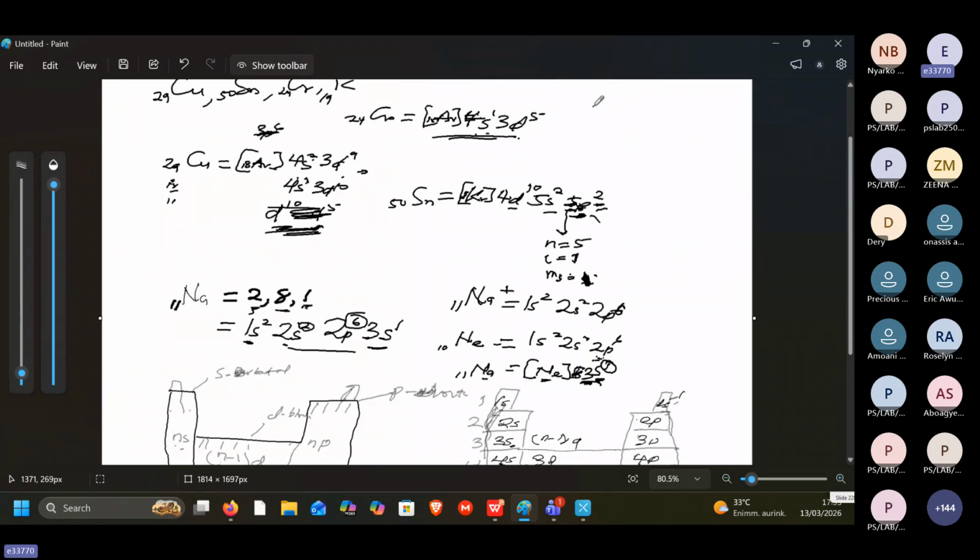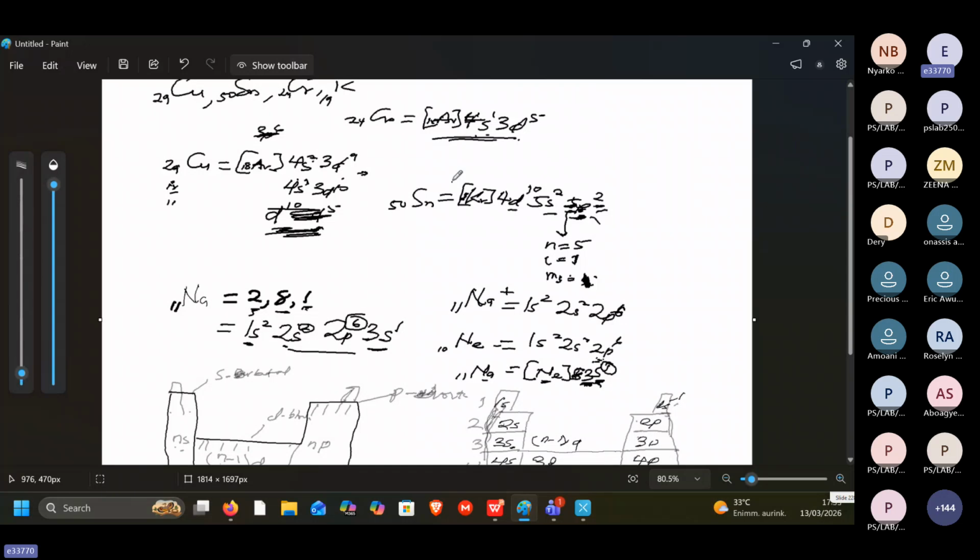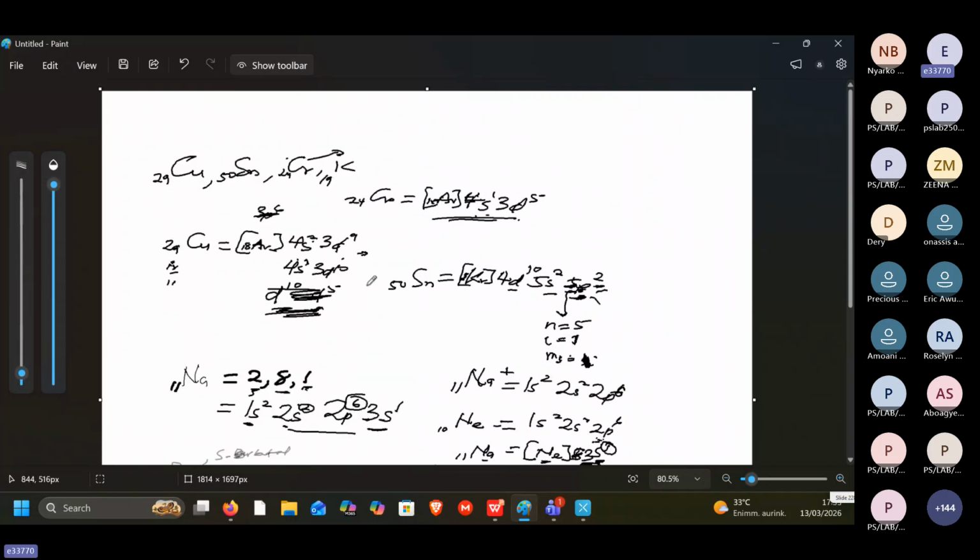So when you write the electronic configuration for potassium, it is 19. So how do you write it? Potassium 19, can we say that it follows argon? And argon is number 18. Argon ends with the 3p. So the next will be 4s and then 1.